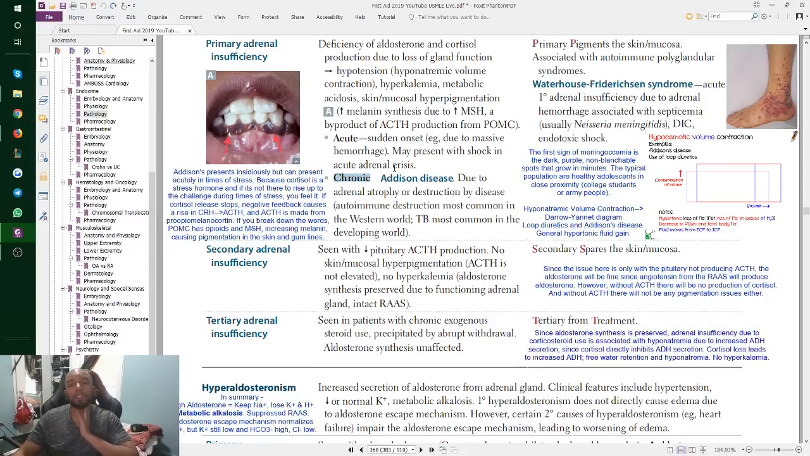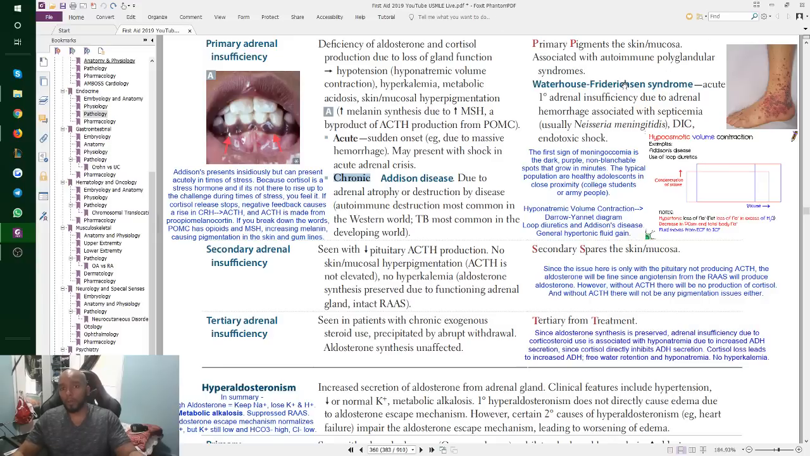So Addison disease is where you have adrenal atrophy or destruction by disease, and depending on where the patient in your question stem came from, you should know what the disease is. In the Western world, so in America basically, it's going to be autoimmune destruction. And in developing countries like Pakistan, India, Bangladesh, any other Eastern nation that isn't doing that well, the question will have to do with TB, right?